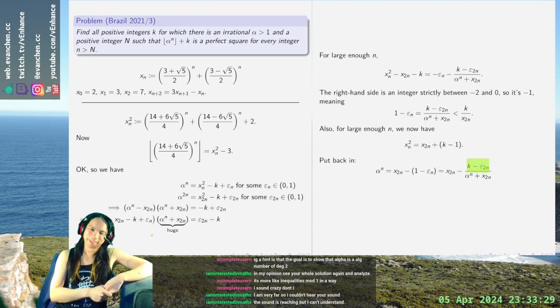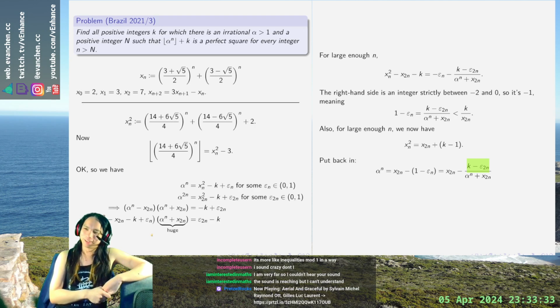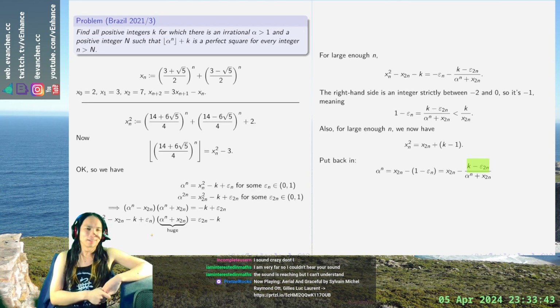No, you can't, unless you have some... Okay, if you just have a generic real number alpha, can you say anything about the size of the fractional part of alpha to the n?